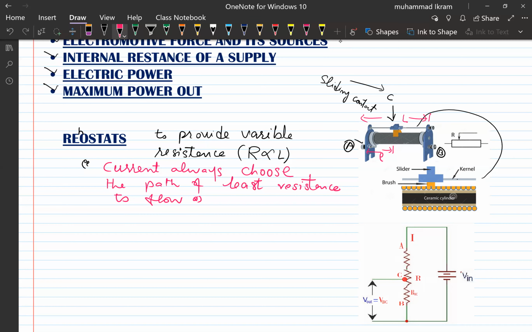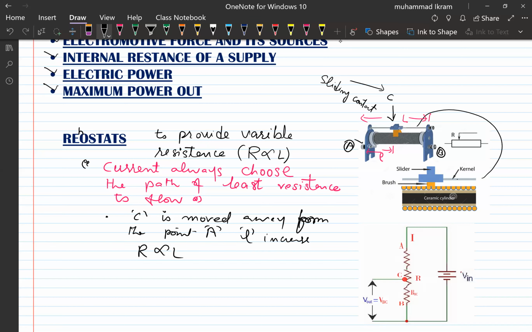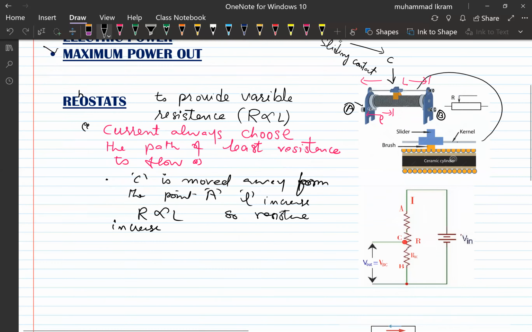What is going to happen when C is moved away from the point A? Then L increases, the length increases. So if L increases, R is directly proportional to length, so the resistance increases. You see the increase in the resistance.